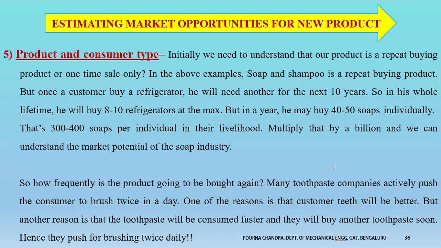So the last point is product and consumer type. Initially we need to understand whether our product is a repeat buying product or a one time sale only. That we need to analyze first. In the above examples, soap and shampoo are repeat buying products, that is, for every day-to-day need. All people will depend on soap and shampoo. They need to buy, right?